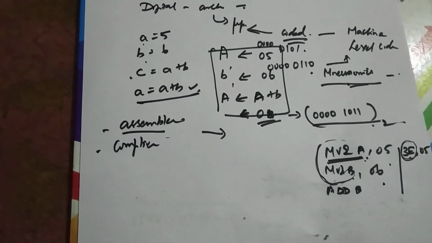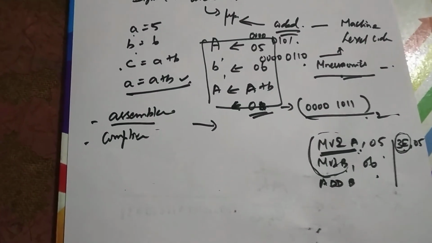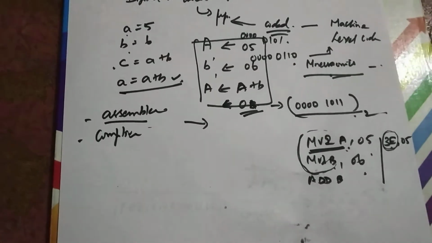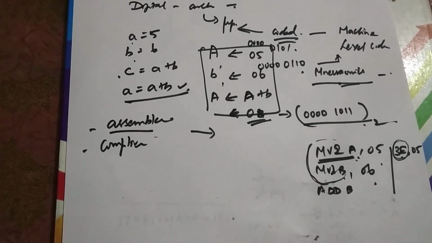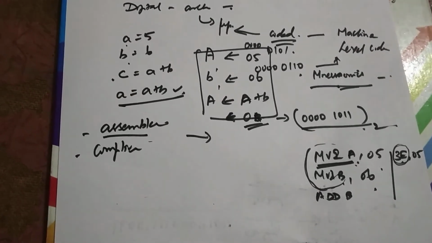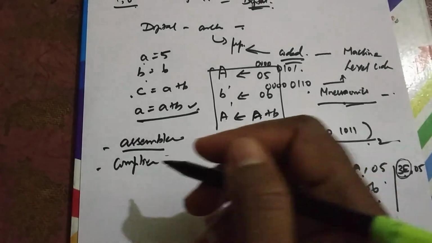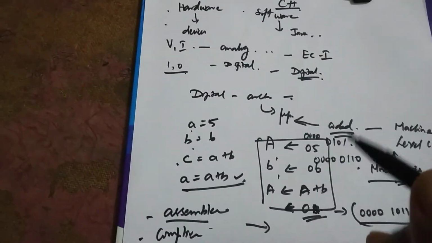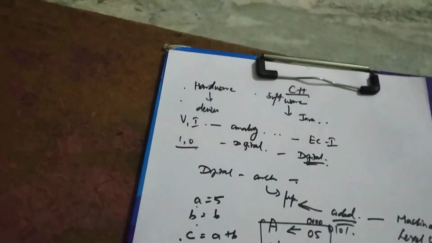And a compiler works on the user level language. If I write certain code in Java, and it needs to be understandable by the machine in the form of 1 and 0, then the conversion from a higher level language to a machine level language, that is code of 1 and 0, is normally done by a compiler. Hope you understand.